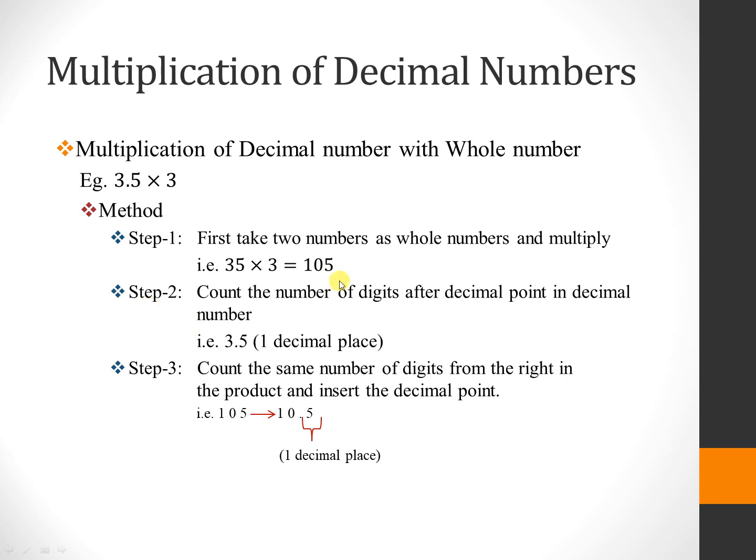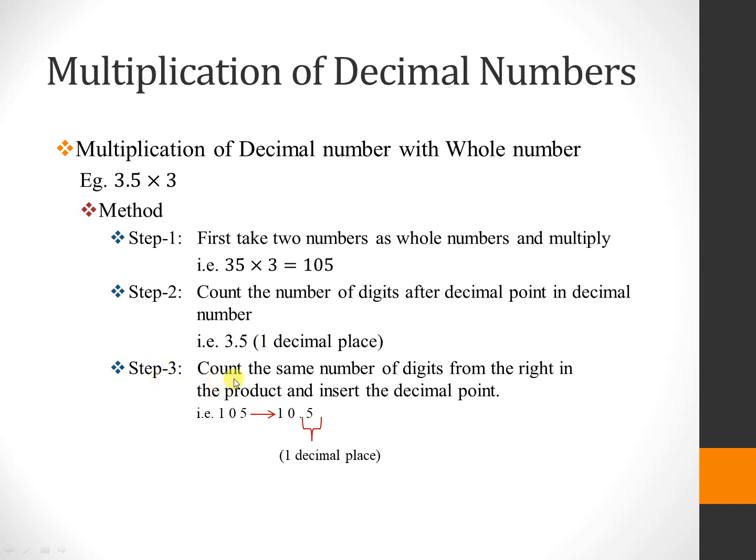Now next, step 2. This is not the answer yet. Now we have to follow step 2: count the number of digits after the decimal point in the decimal number. So now we go to our question. This is a decimal number, and the number of digits after the decimal point is the decimal place. Here in 3.5, after the decimal point there is one digit, so it is one decimal place.